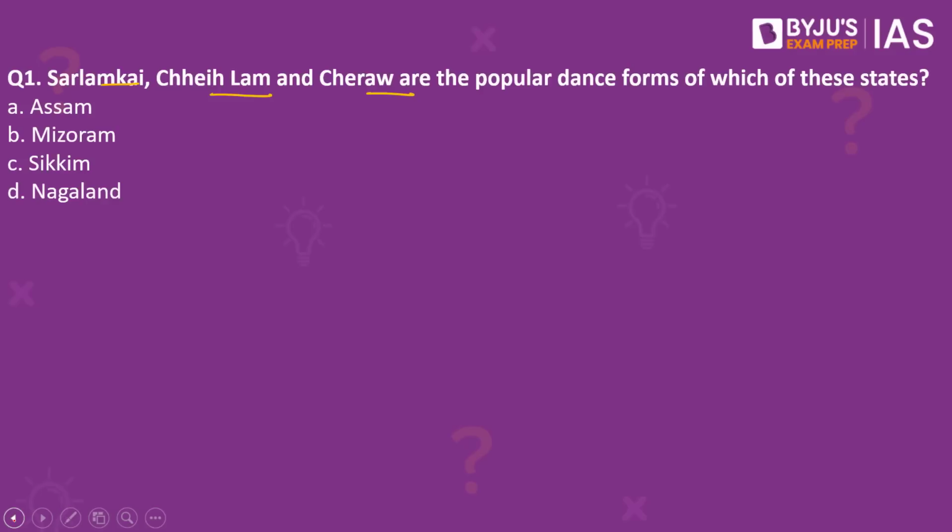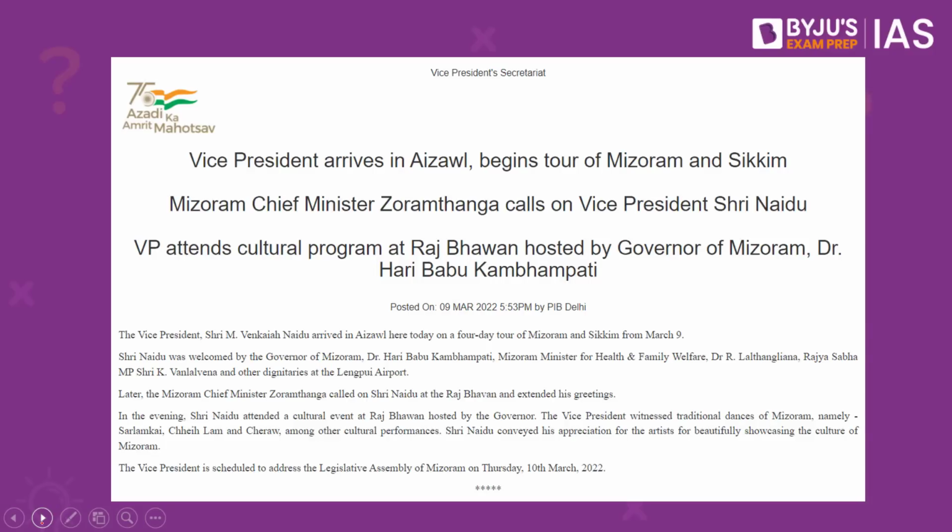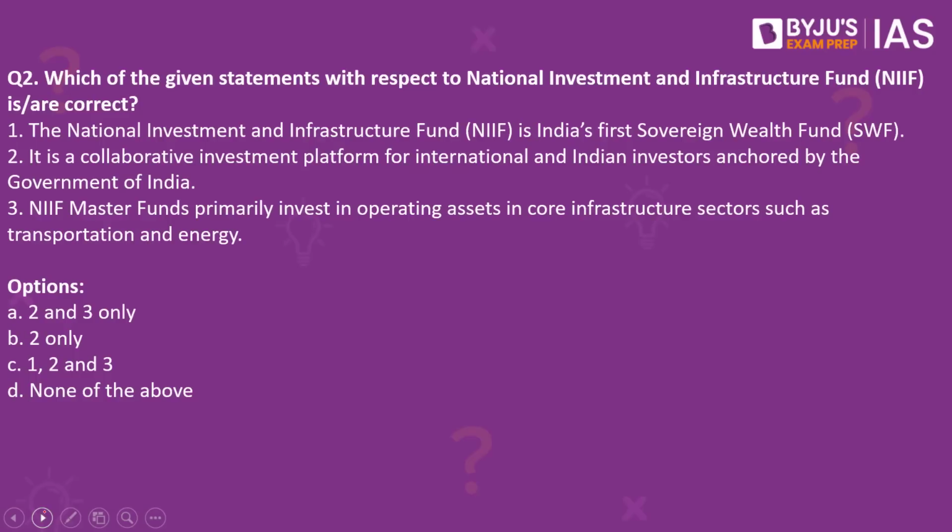So the right answer to our question would be option B, Mizoram. And we have taken this question because there is a reference to all these three dance forms in today's PIB article. Now let us take up the second question.